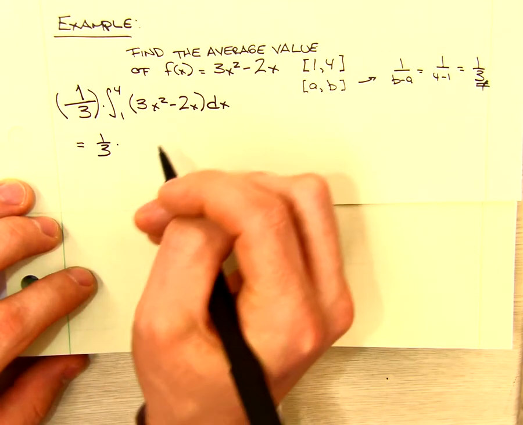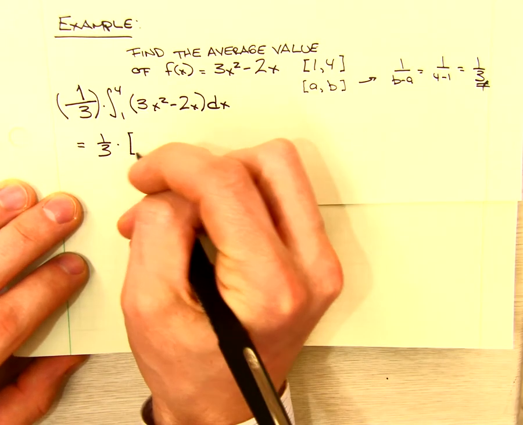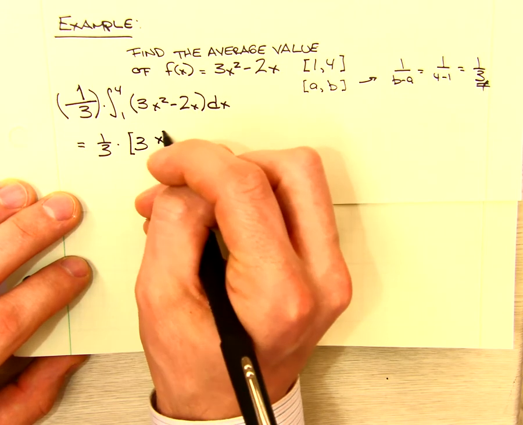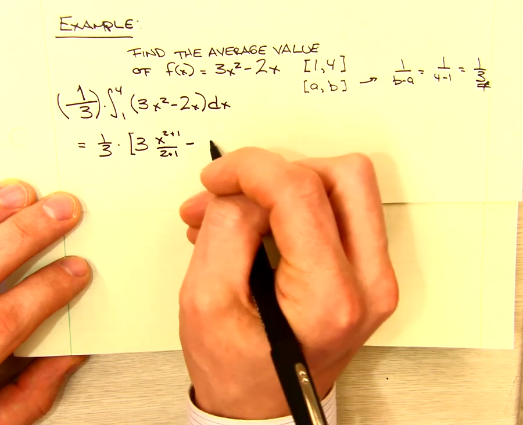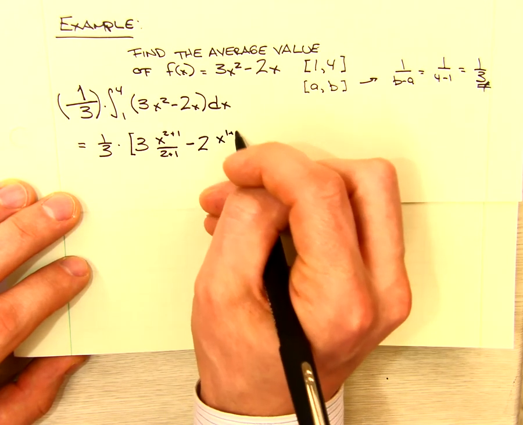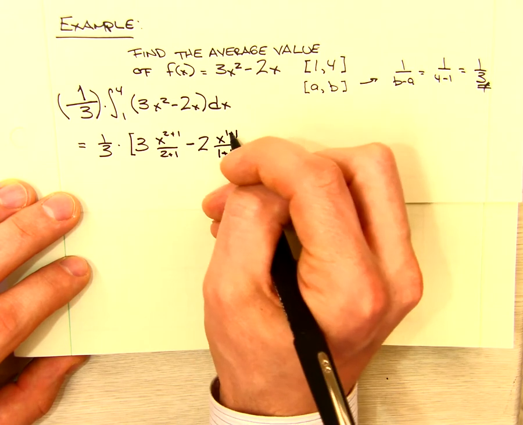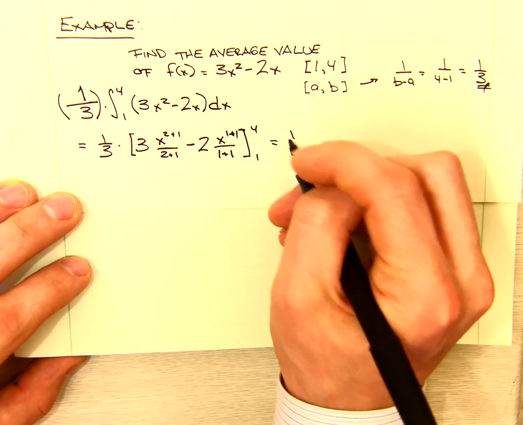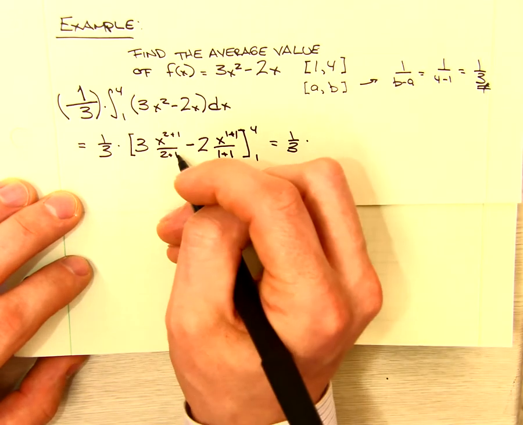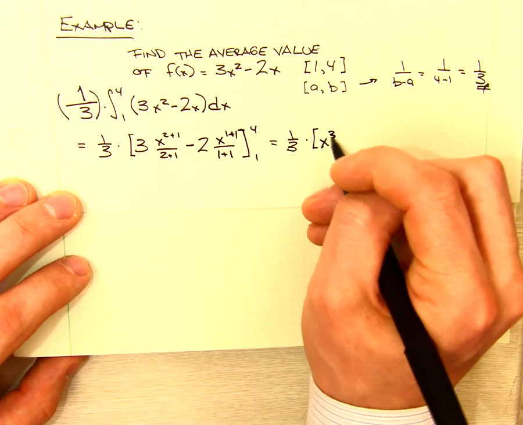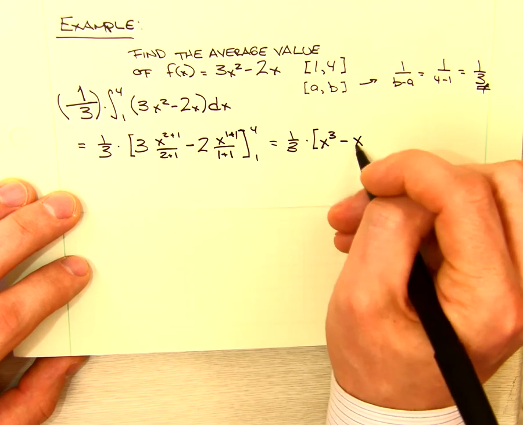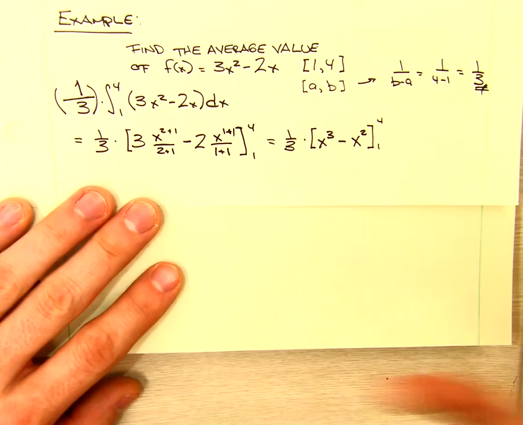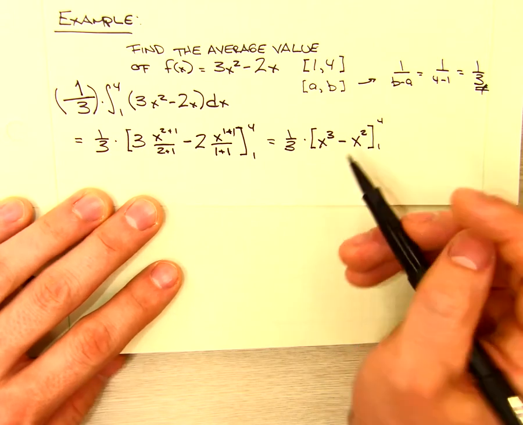So I've got my 1/3 that's going along for the ride. Hopefully, once again, you're super comfortable doing this antiderivative. So I've got 3 times x to the 2 plus 1 divided by 2 plus 1, minus 2 times x to the 1 plus 1 over 1 plus 1, and then square brackets, and I go from 4 to 1. So this is going to become 1/3 still out front. Here I've got 3 over 3, so I just get x cubed, and here I've got 2 over 2, so I get x cubed minus x squared. And real quickly, I particularly like doing a quick check of it before I go on, in case I made a mistake.